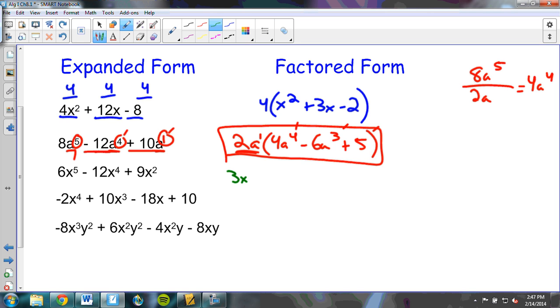They all have a 3x squared in common. They all have at least an x squared in them. So I'm going to pull out 3x squared, and I'm left with 2x to the 3rd minus 4x plus 3.